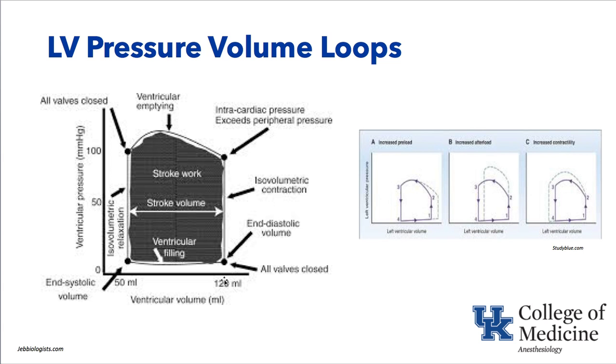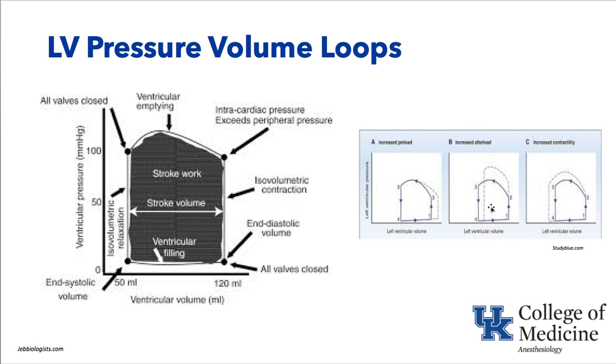So if preload goes up, if you dumped in a couple liters of crystalloid or colloid, the preload would go up to this heart and would be shown on the right side as the very first graphic, A. The dotted line represents increased left ventricular volume. Notice that there's a shift in the end diastolic volume to the right.